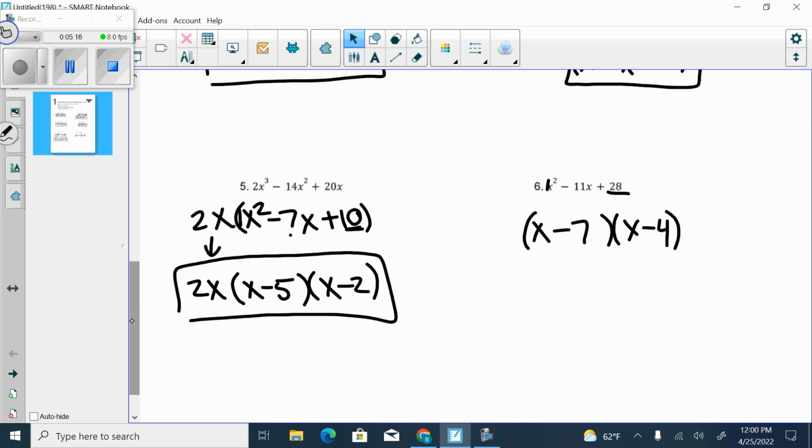Alright. So there's our quick review on factoring. Remember, we always look for our GCF first. It has to multiply to give us the last number, add to give us the middle number. Okay?